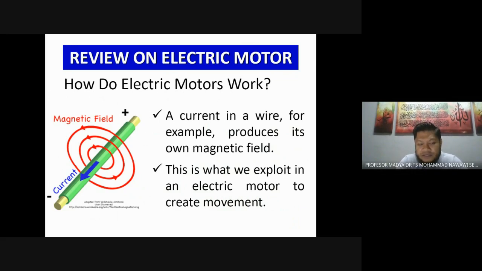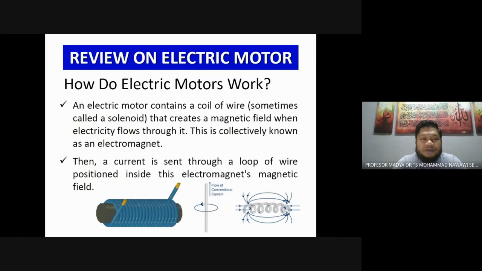And based on this theorem, we have the fundamentals of how the electric motor works. How do electric motors work? An electric motor contains a coil of wire. So normally we wind a wire to become a coil, and sometimes it's called a solenoid, that creates a magnetic field when electricity flows through it. This is collectively known as an electromagnet.